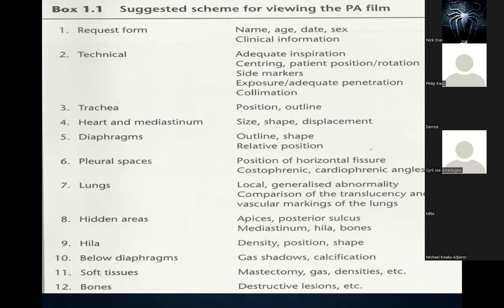Okay. So I want us to take a break on this picture here. Next is the suggested scheme for viewing the PA film. When you have a chest X-ray, these are the ways I want you to run through it. Look at the request form: name, age, date, sex, and so on. The technicalities, whether it is good or bad. You talk about the trachea position. The heart, the diaphragm, costophrenic angles, lungs, among others.